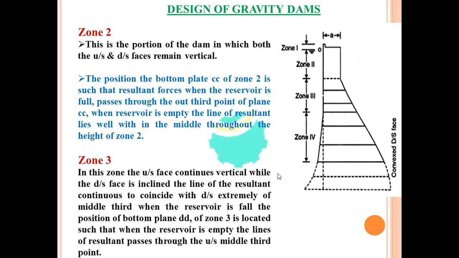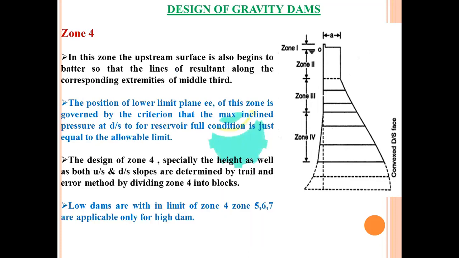So in this zone, the upstream face continues vertical while the downstream face is inclined. The line of resultant continues to coincide with the downstream extremity of the middle third when the reservoir is full. The position of the bottom plane DD of zone 3 is located such that when the reservoir is empty, the line of resultant passes through the upstream middle third point.